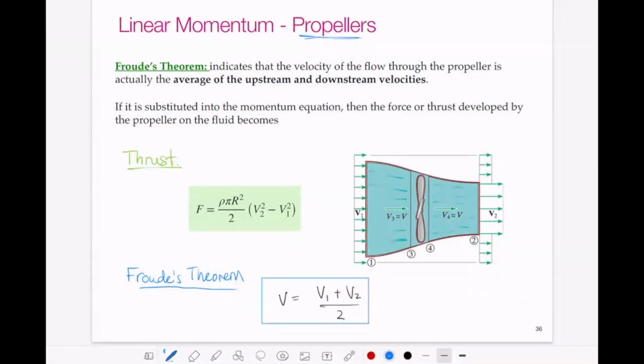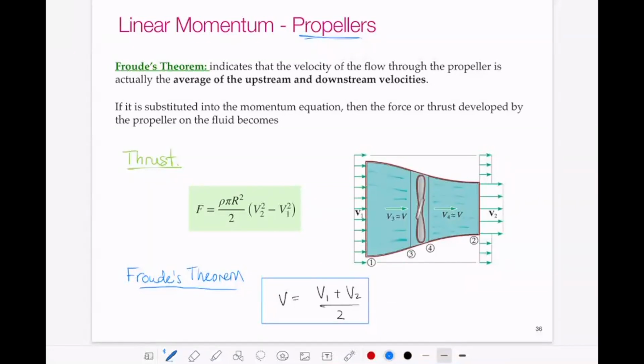Okay, welcome back. Today we're going to finish up linear momentum. Where we left off last was with propellers. We're going to start today with wind turbines, which is basically a propeller acting in reverse. And then we'll look at accelerating control volumes. And then we will take a break and we'll move on to conservation of energy.